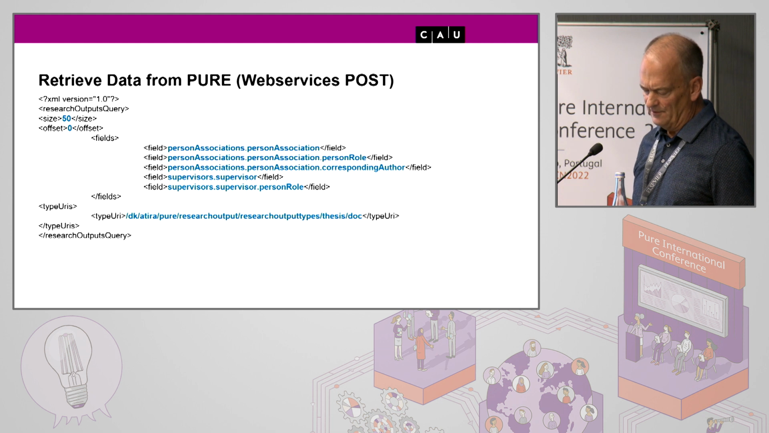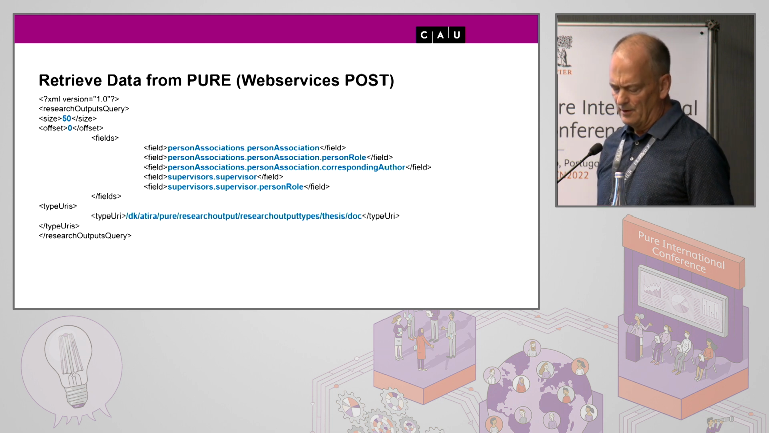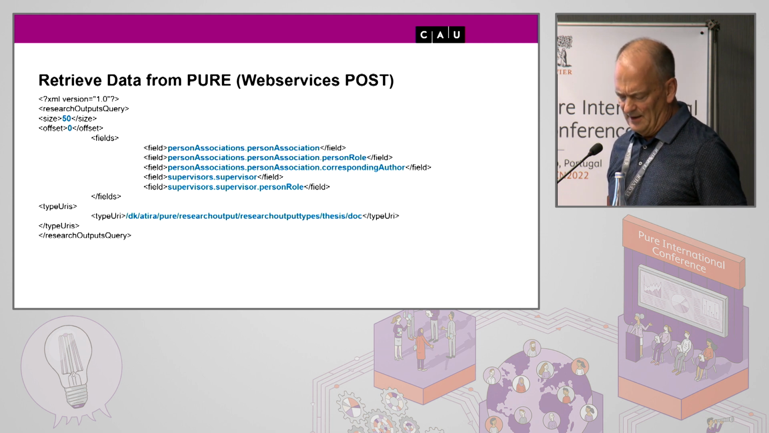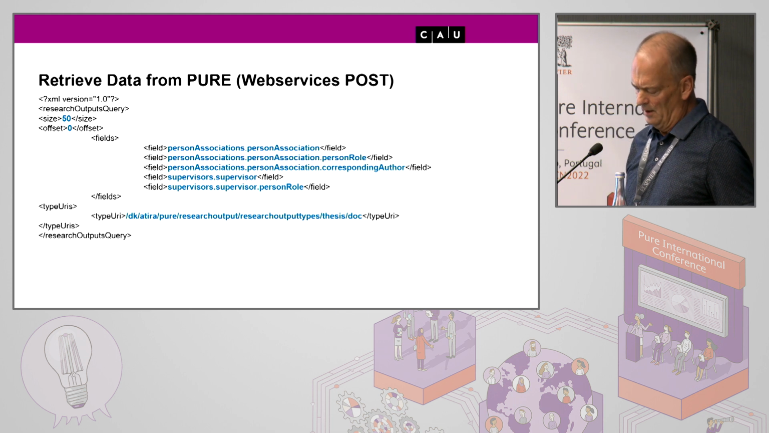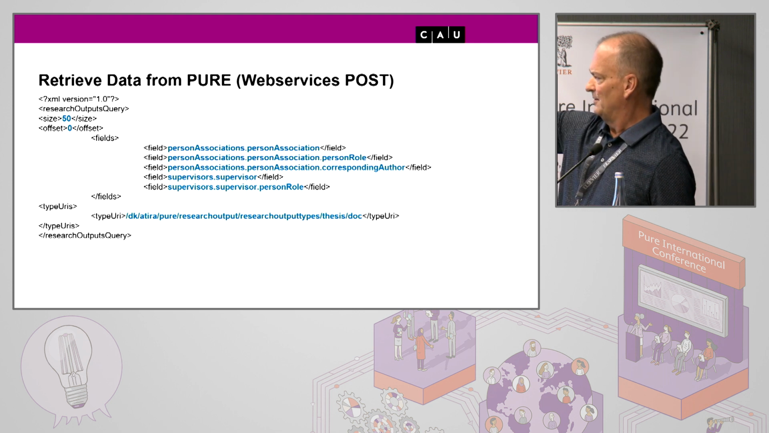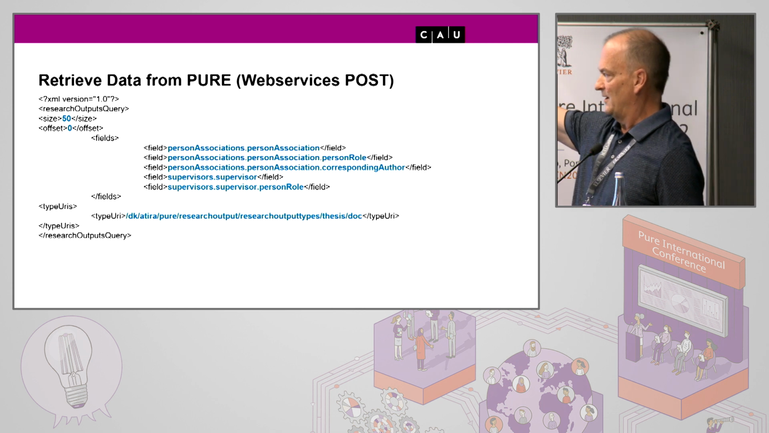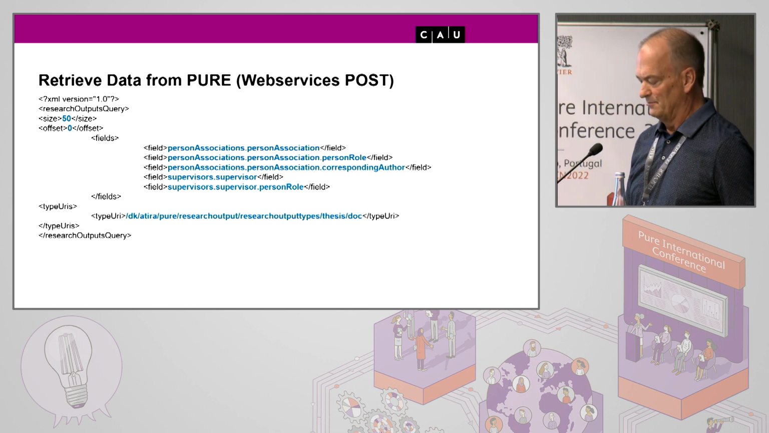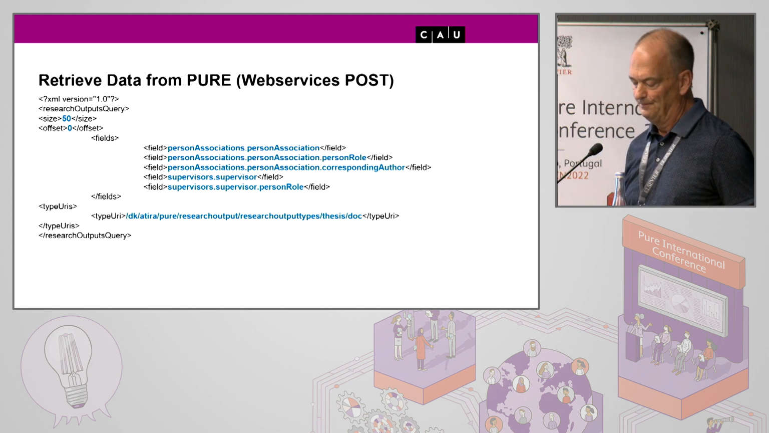Here, the first step, retrieve, we query the Pure Web Services for itemized data of theses publications. In the query, we stipulate the desired fields, contributing authors and their role and properties, and supervisors, including their role. The offset will be incremented by 50 for each query until all the requested publications have been retrieved. Here we're starting at offset 0. We're retrieving 50 publications. The next call to the API will be offset 50, retrieving the next 50 until we've retrieved all of the publications.